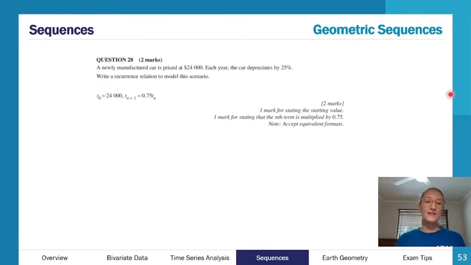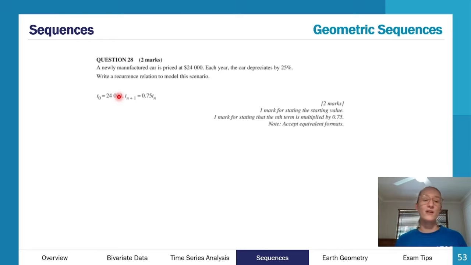And this is the answer that we have here. So again, this is a little bit similar in some ways to our cake scenario because n here is how much the car is depreciated, or the car's depreciation after 1 year. But the newly manufactured car, when it's 0 years old, is 24,000. So T0, n is equal to 0. When 0 time has passed, it's worth 24,000.